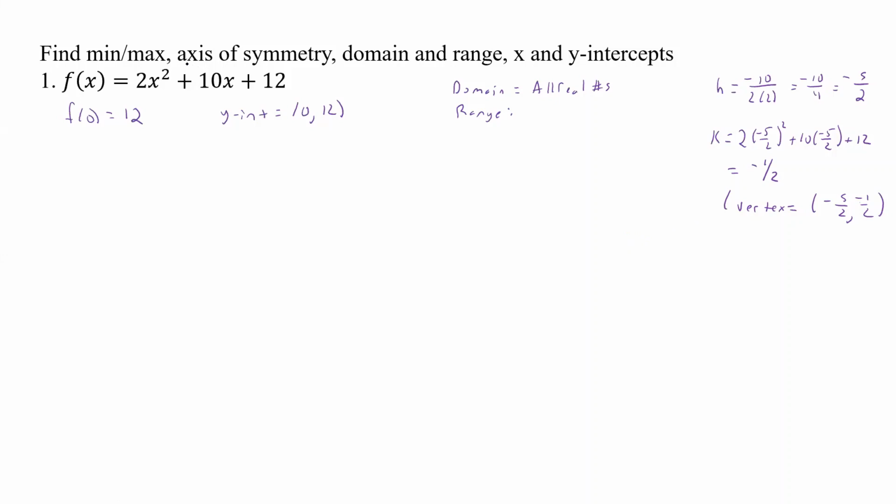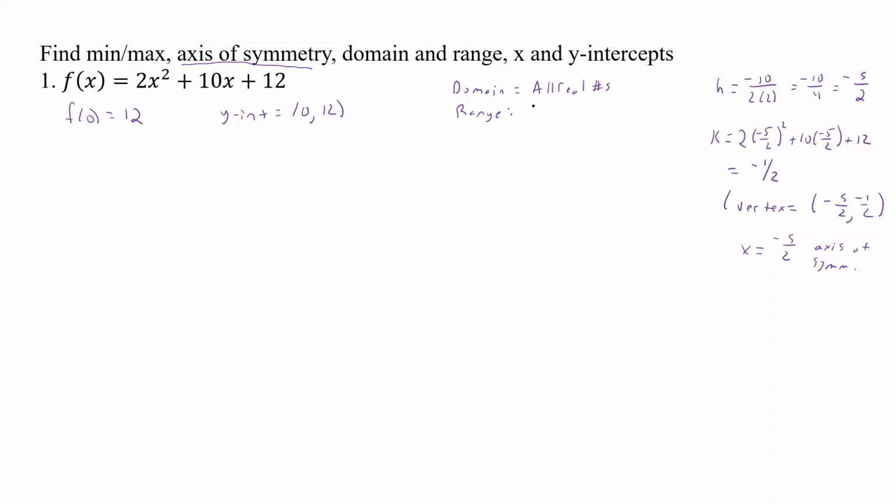Okay, with that we can get our axis of symmetry right away, because the axis of symmetry is just what x is. So that's x equals negative 5 halves, and that's the axis of symmetry. Now let's go back over and put our range in.